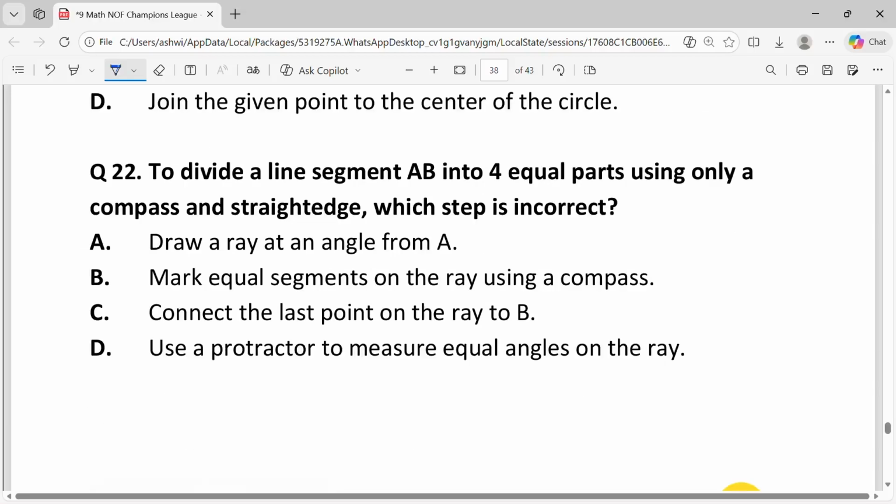Question 22. To divide a line segment AB into 4 equal parts using only a compass and a straight edge, which step is incorrect? Answer is D. Use a protractor to measure equal angles on the ray. Construction using only a compass and straight edge does not allow the use of a protractor for measuring angles. The other steps describe the standard procedure for dividing a line segment into equal parts using parallel lines and a transversal.